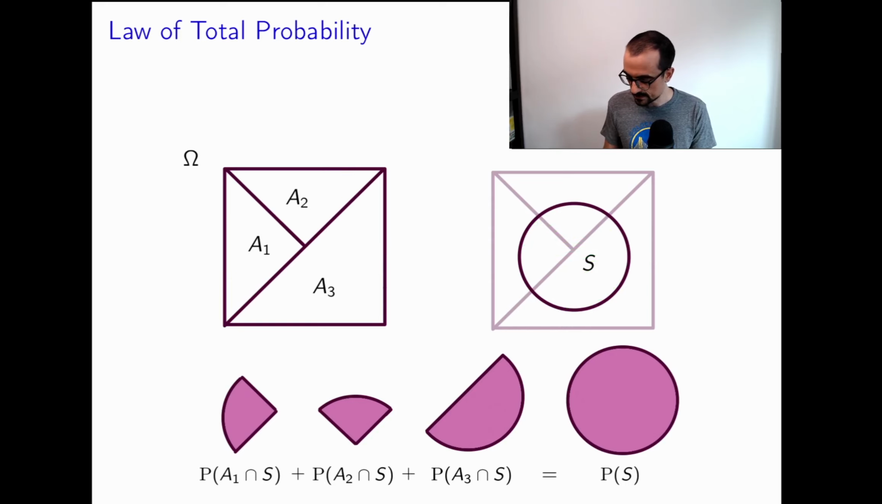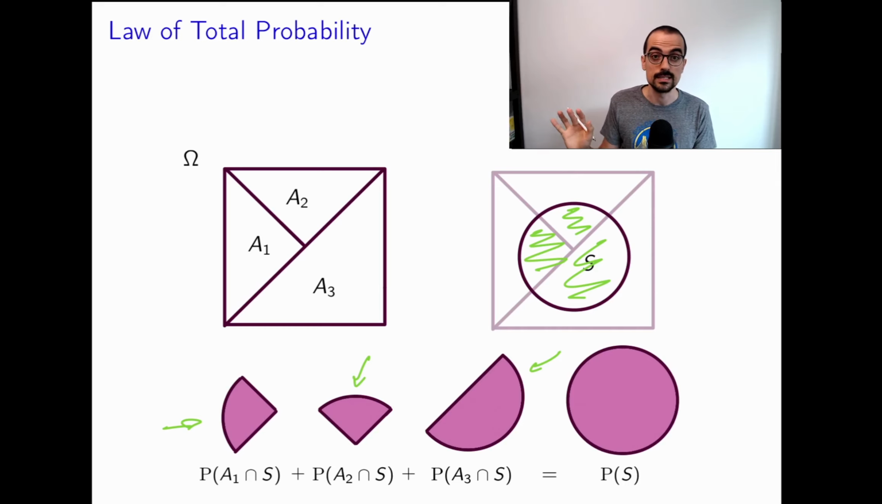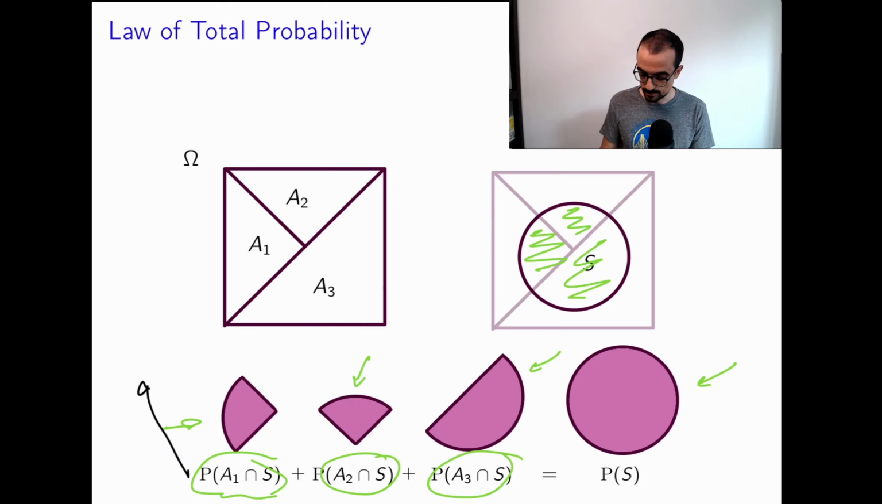So how do you do it? Well, you divide S into pieces that belong to the different elements of the partition, and then you add them up. These are disjoint events, and the union of them makes up your event of interest S. You can just add them up to get the probability of S. And now if you have access to the conditional probabilities, you express each of these in terms of the chain rule. So this one in particular would be P of A1 times P of S given A1. And that is the law of total probability.